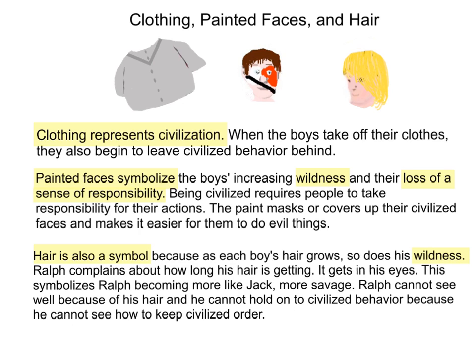Hair is also a symbol because as each boy's hair grows, so does his wildness. Ralph complains about how long his hair is getting. It gets in his eyes. This symbolizes Ralph becoming more like Jack, more savage. Ralph cannot see well because of his hair, and he cannot hold on to civilized behavior because he cannot see how to keep civilized order.